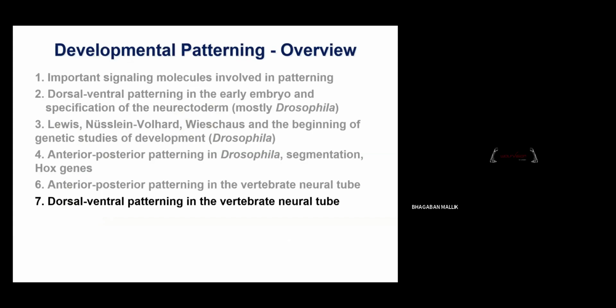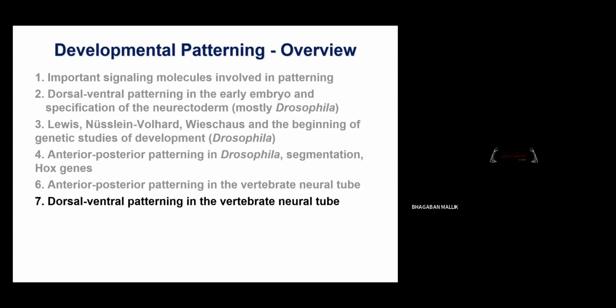Okay, so this is all about anterior posterior patterning in vertebrates. Any questions on this? Then we'll go to dorsal patterning. The take-home message for anterior posterior patterning is that you require a distinct set of signals, a distinct set of genes, and an organizing center, which again expresses distinct signals, like FGF8 or WNT1, for the anterior posterior patterning of the brain.